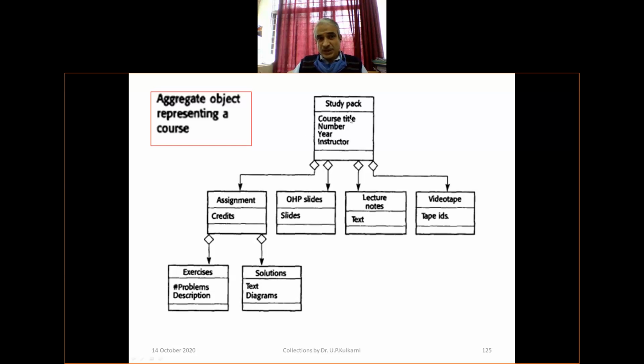What is the meaning of this particular thing? It is that a study pack has assignments, OHP slides, lecture notes, videotapes, a has-a relationship, right? So this arrow mark, whatever is being used in the book, is wrong. Don't follow it. Don't use this at all. This particular thing speaks about aggregation. Got it? So what is the meaning of aggregation? A study pack is made up of assignments, OHP slides, and all these things.